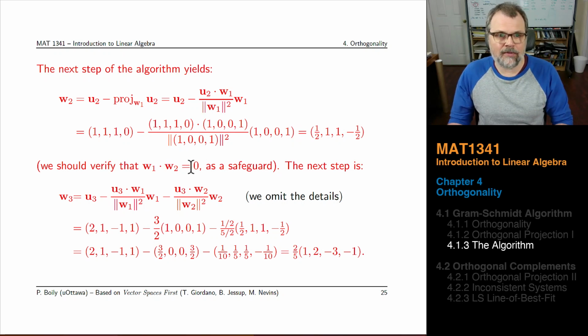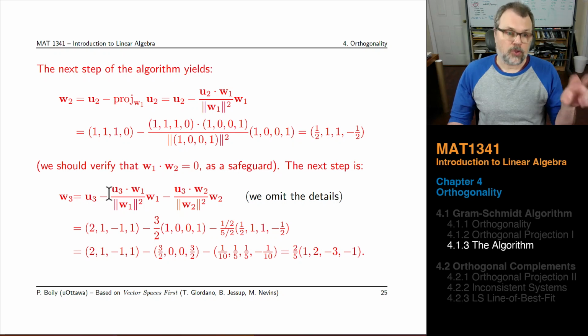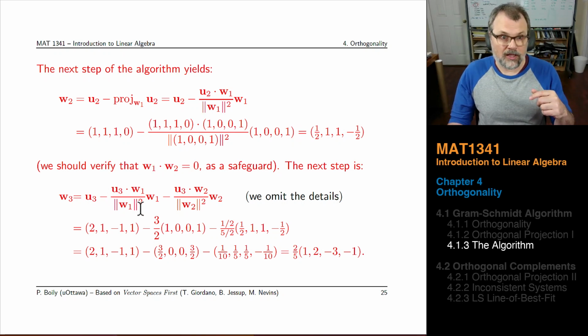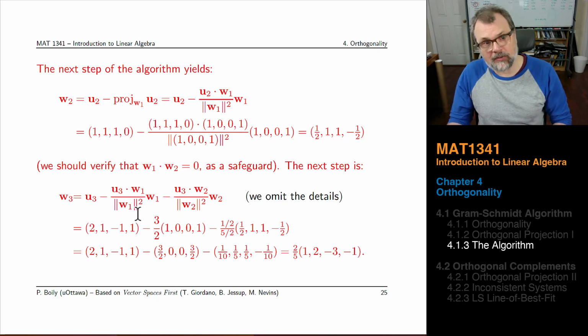The next step then, compute W3, which is U3 minus U3 dot W1 divided by the length of W1 squared, and you see it shows up here again, times W1, minus U3 dot W2 divided by the square of the length of W2.